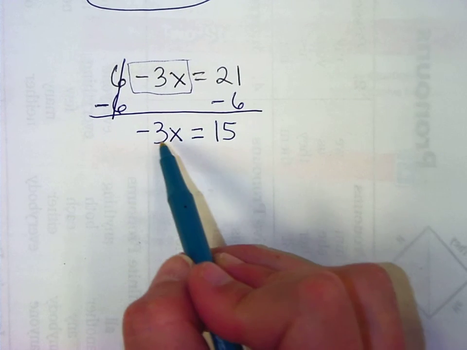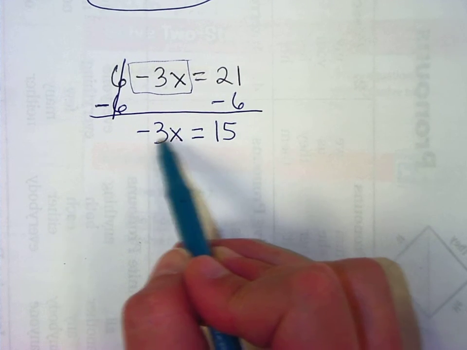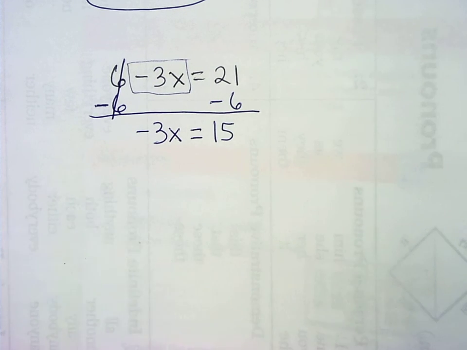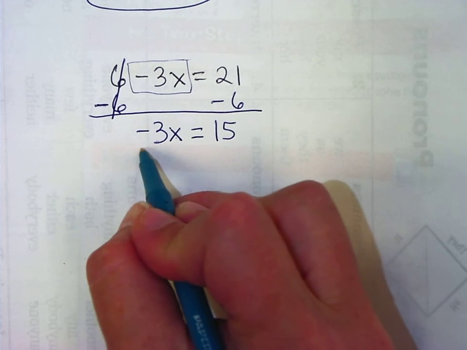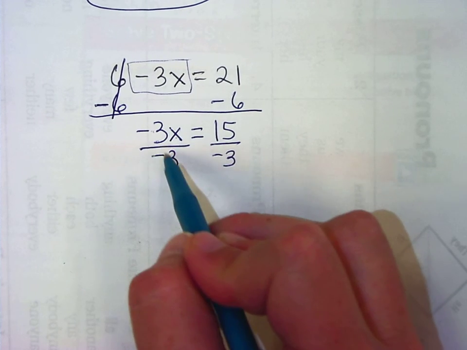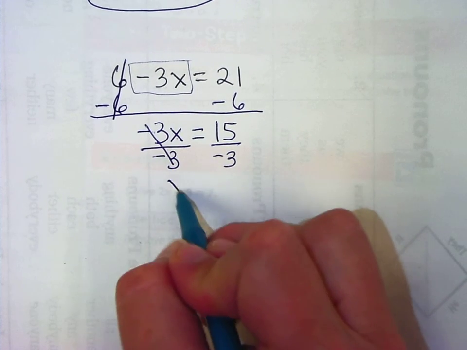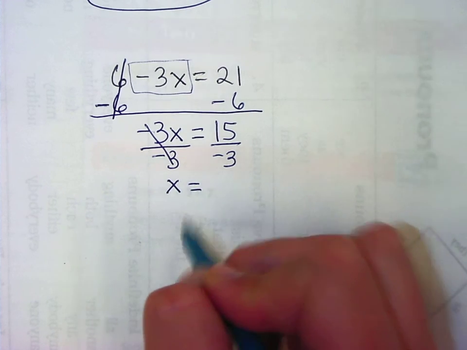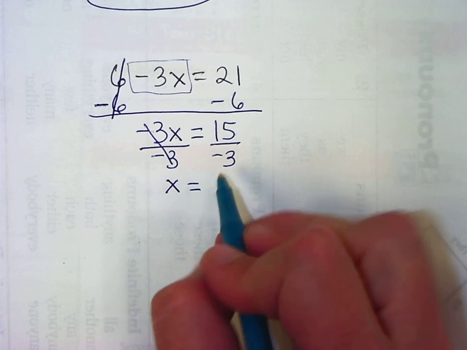And now my last step, I have -3 next to x, which means multiply, but again I'm going to perform the opposite operation. So instead of multiplying, I'm going to divide both sides by -3. So -3 divided by itself is 1, and that's all I have left is 1x. And then 15 divided by -3 would be -5.